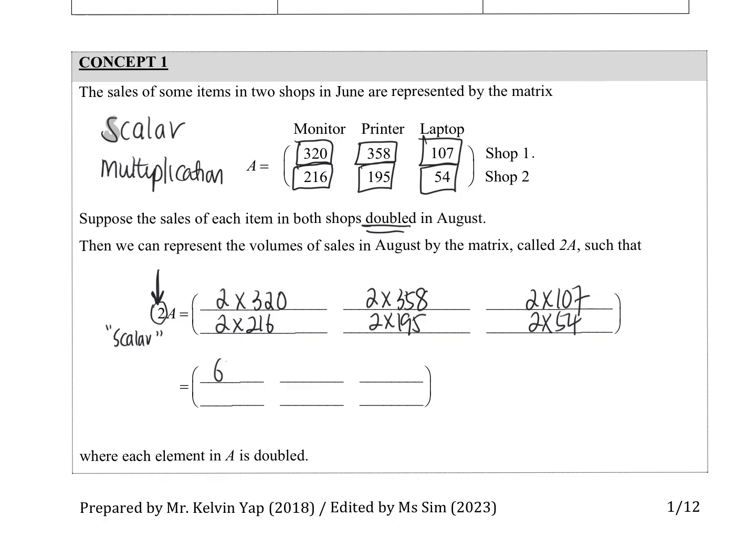So you get 640, 716, 214, 108. Oh, there's no finance. And 5432. Okay, so everything is doubled. But basically you're multiplying every single entry by 2.